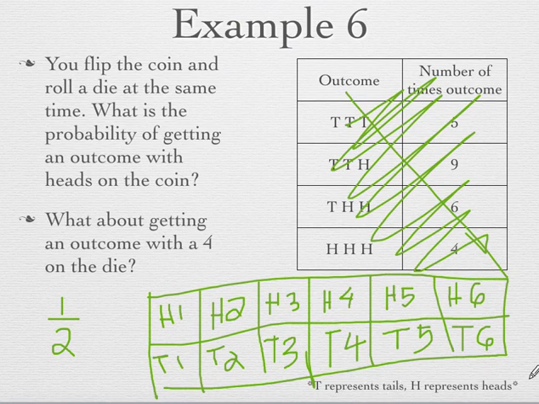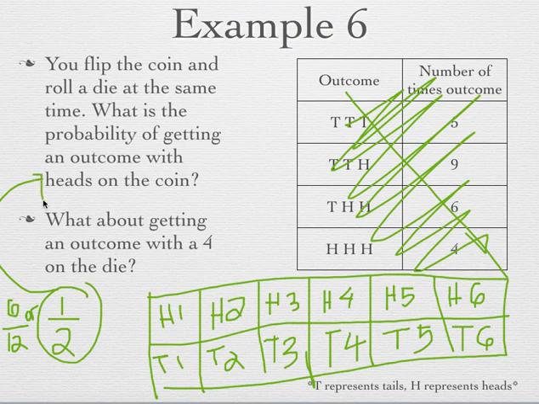How many possible outcomes are there? There are 1, 2, 3, 4, 5, 6, 12 possible outcomes. And what is the probability of getting an outcome with heads on the coin? 6 out of 12, therefore it's 1/2. 6 out of 12, or 1/2, is your probability of getting an outcome with heads. That's for the first question.